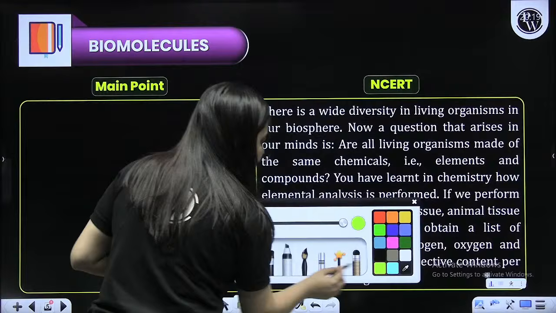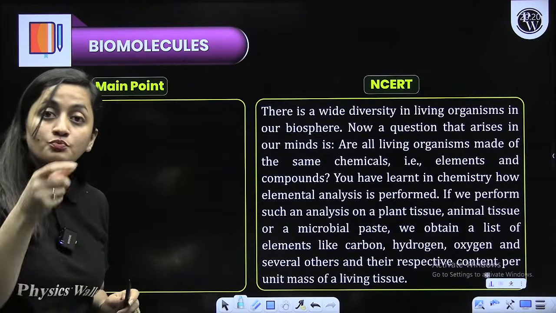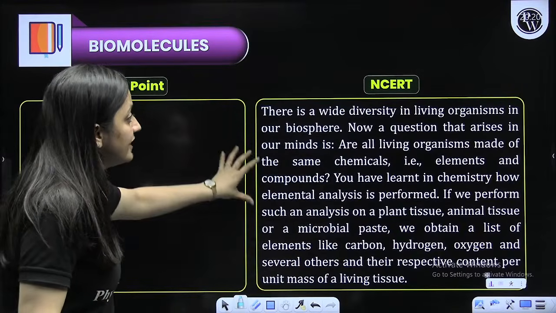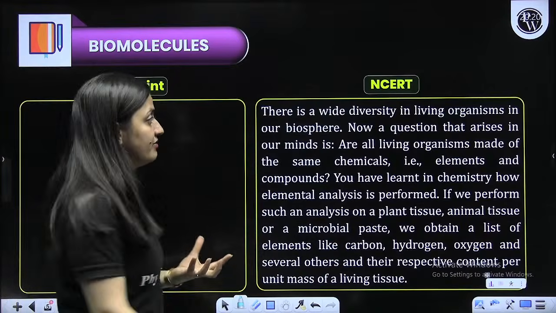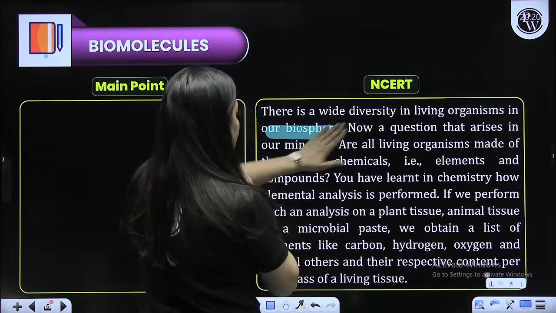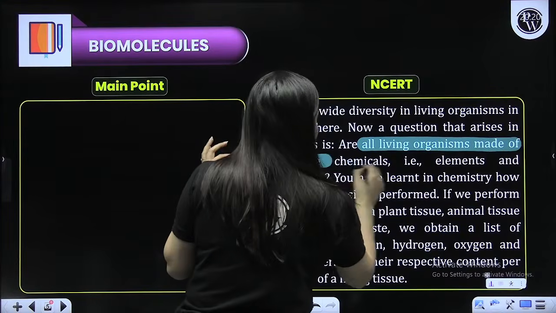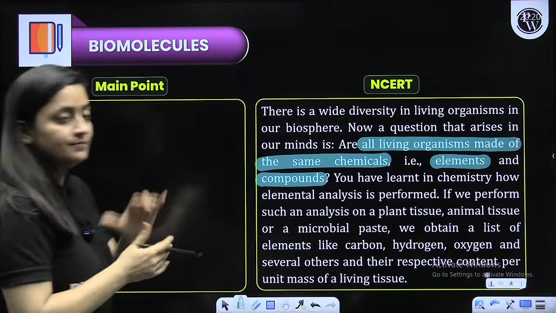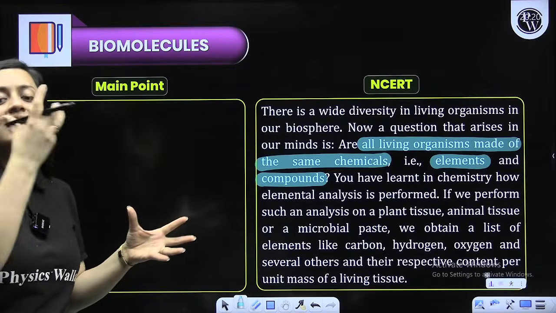So here in this particular class, we will revise and learn the things from scratch. Moreover, we will also highlight the NCERT. If we talk about the NCERT, there is a wide diversity in living organisms in our biosphere, and they are all made up of the same chemicals, that is elements and compounds. This is the question. So how can we prove that? Now comes the chemical analysis which we have to study.